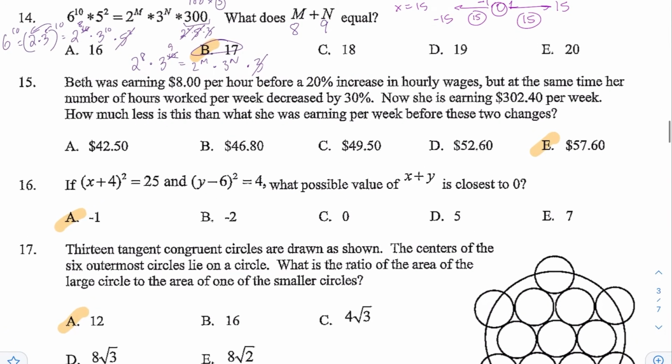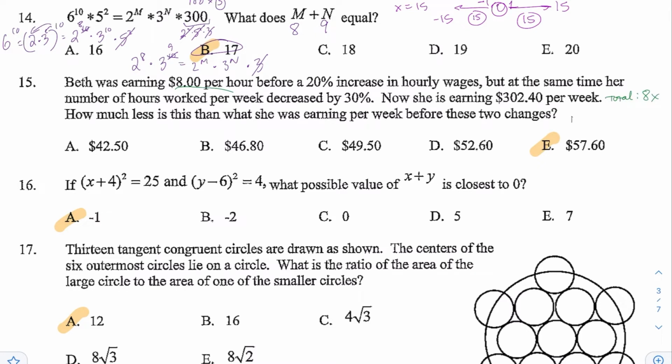Next, for number 15, Beth was earning $8 an hour before a 20% increase in hourly wages. But at the same time, her number of hours worked per week decreased by 30%. Now she's earning $302.40 per week. How much less is this than what she was earning per week before these two changes? So she was earning $8 an hour, and we don't know what her number of hours was, so we can call that x. So her past total was just 8x, if x was however many hours a week.